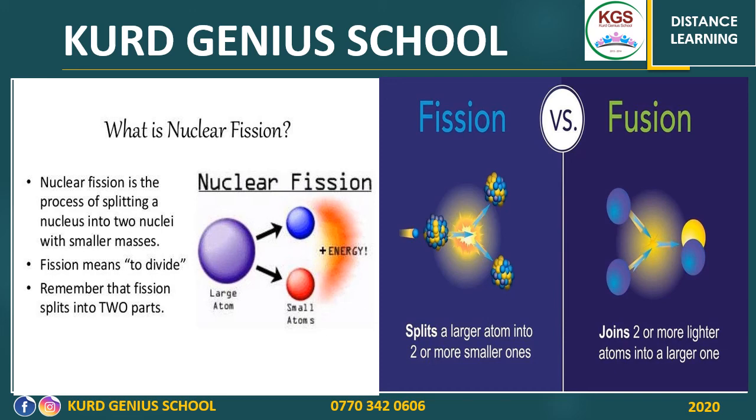Guys, look at this picture below. The first one is nuclear fission. It means separating or splitting a large atom into two or more smaller ones. But nuclear fusion means joining or rejoining two or more lighter atoms to form a larger one.